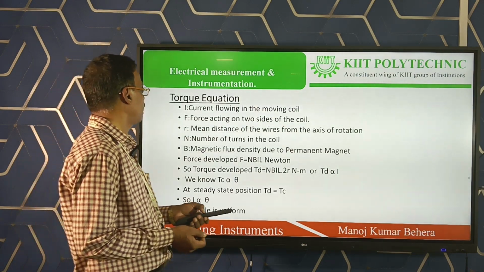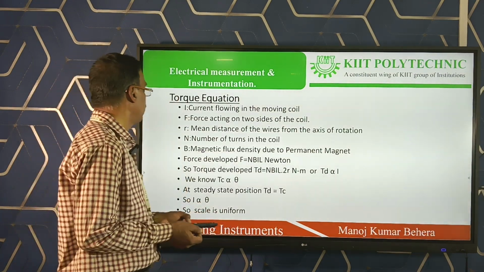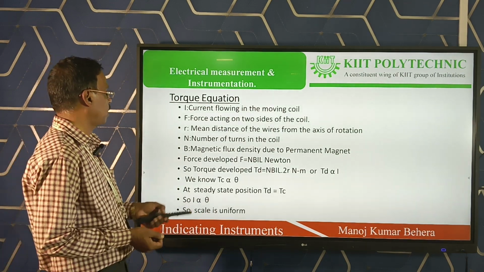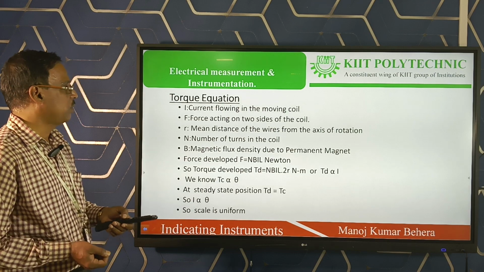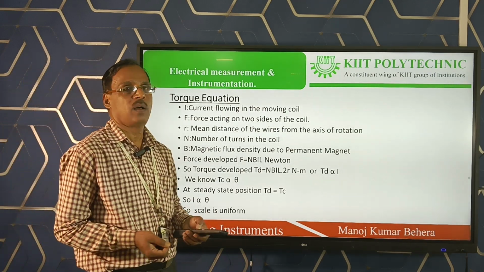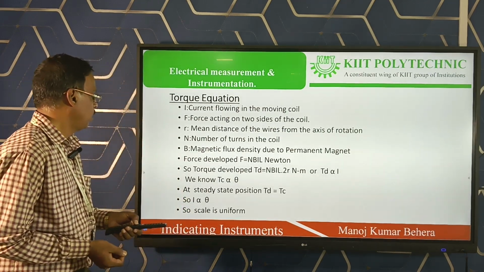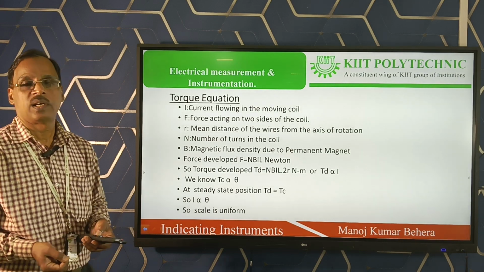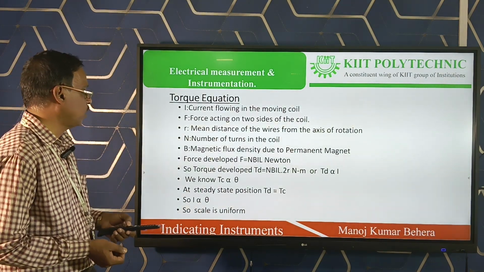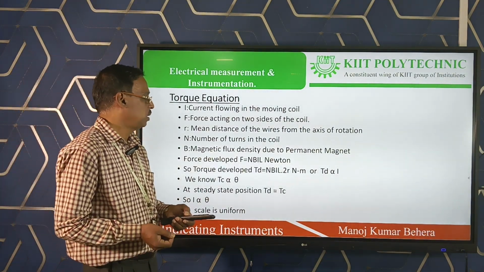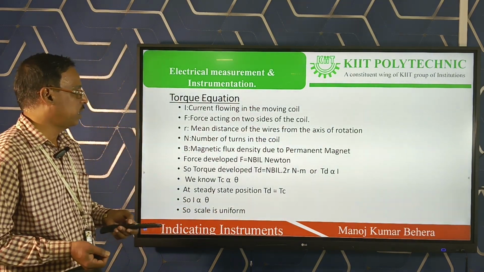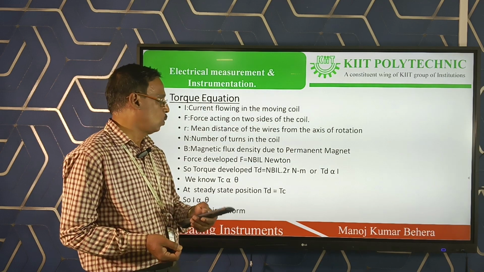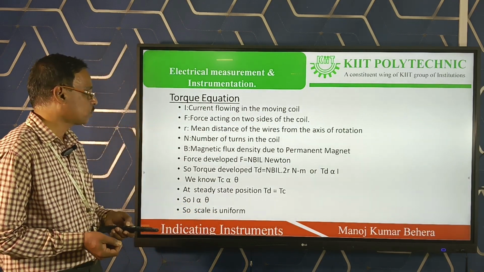What is the torque equation here in PMMC instrument? See, I is the current flowing through the moving coil, F is the force acting inside the two coils, R is the mean distance between the wire, N is the number of turns. B is the magnetic flux density due to the magnet. So the force developed is NBIL Newton. So what is the torque? It is NBIL multiplied with 2R, that is Newton meter.